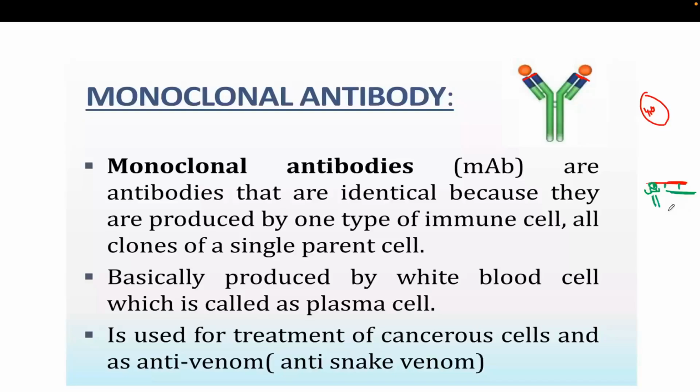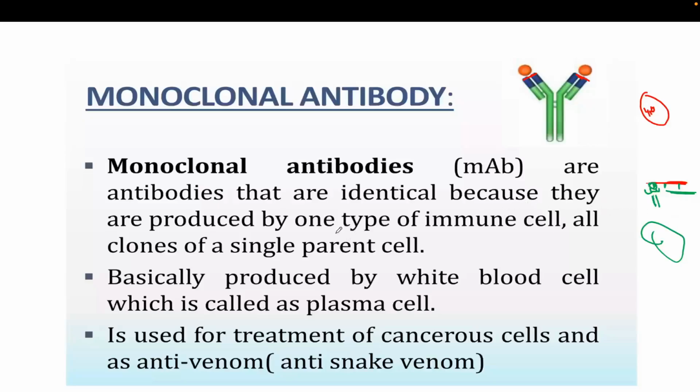So the monoclonal antibody is a single specific population. Suppose this is the serum. If you are talking about the monoclonal antibody, whatever antibody is present here will specifically recognize this particular epitope. But if you are talking about the polyclonal antibody, then whatever population is present in the serum can recognize a variety of epitopes in an antigen. So that is the basic difference.